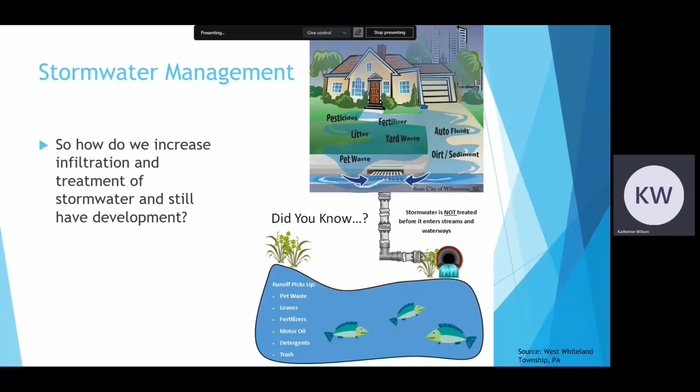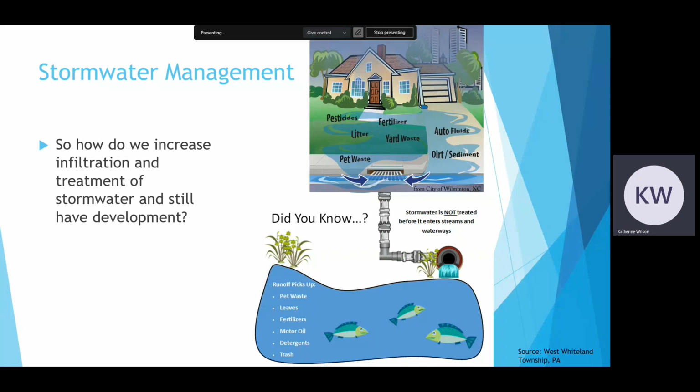To reiterate, you can see in this graphic that your rainwater is going to pick up any pesticides you put on your grass, any litter, fertilizer, yard waste, auto fluids if you change your oil in your driveway. It'll pick up any dirt, even pet waste if you don't pick up after your pets. This runoff water will eventually run into the storm drains. Most of the time, stormwater is not treated before it enters streams and waterways. So all that pollution is going directly into a stream.